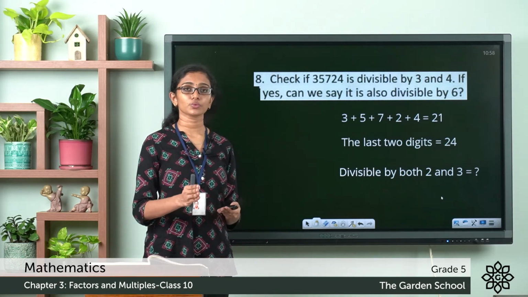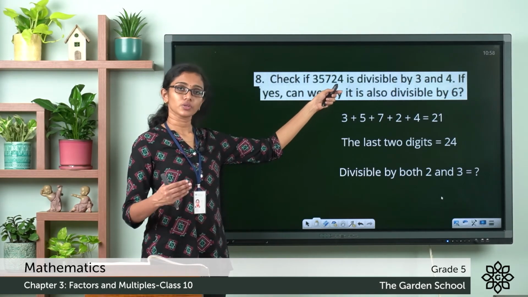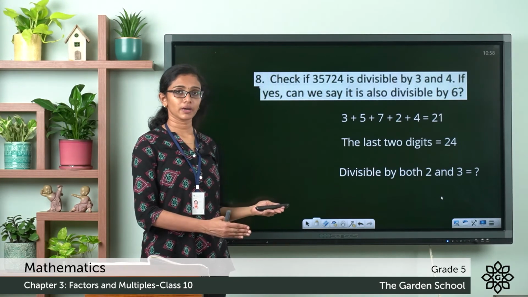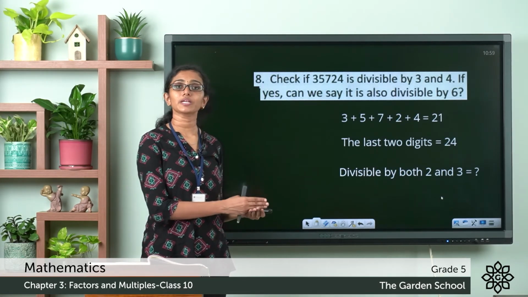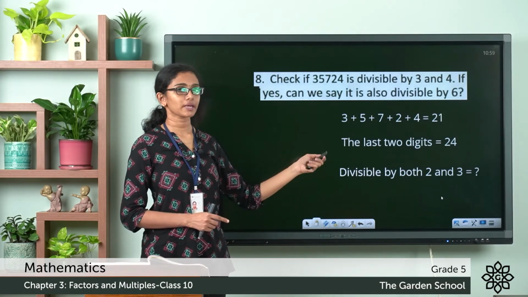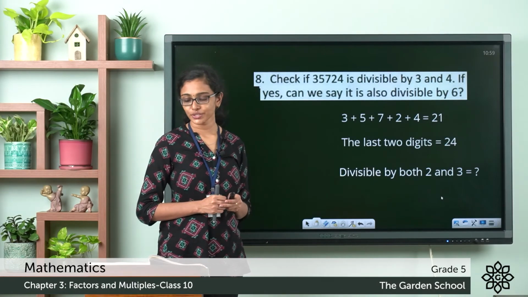Why? Because 2 is a factor of 4. So the given number is an even number, so it will be divisible by 2. And we also know that it is divisible by 4, and hence it should be divisible by 2 as well. So this given number is divisible by 3, 4 and 6 as well. Hope this is clear to you now.